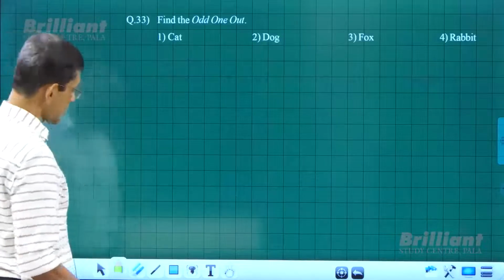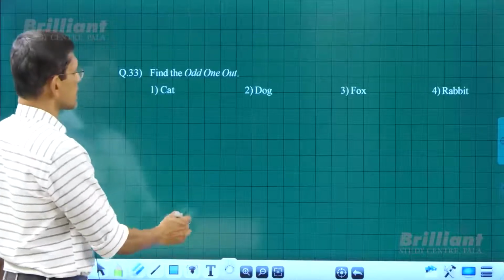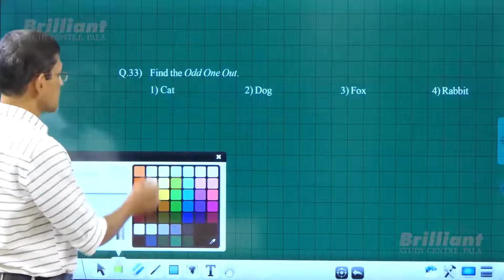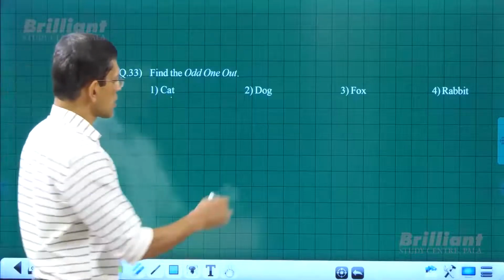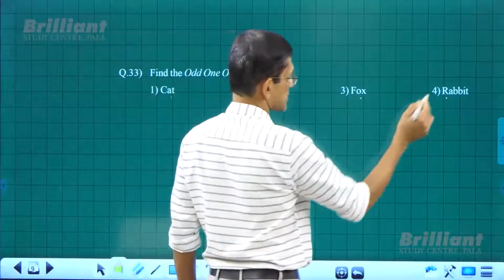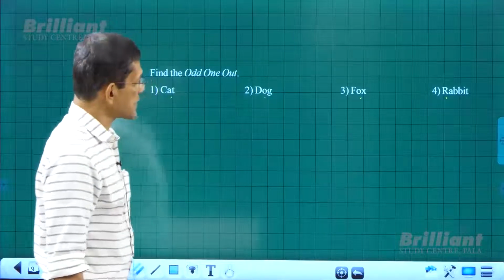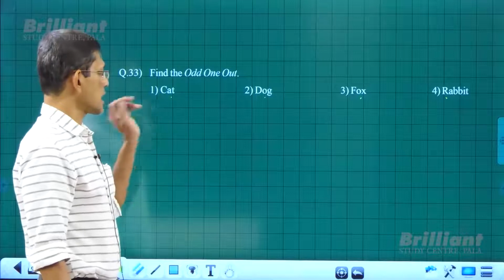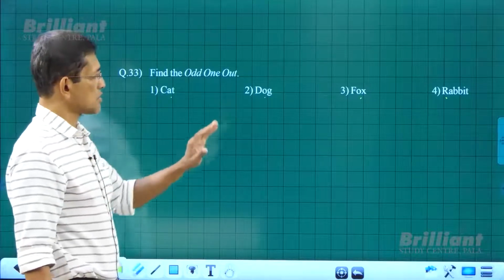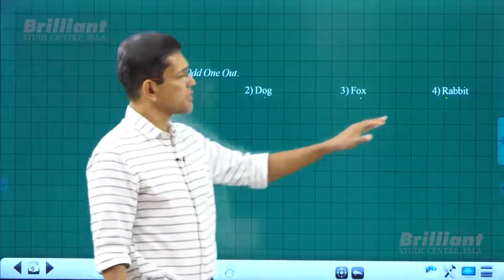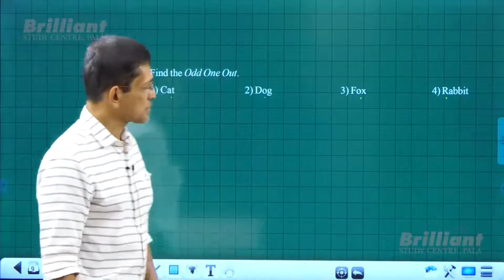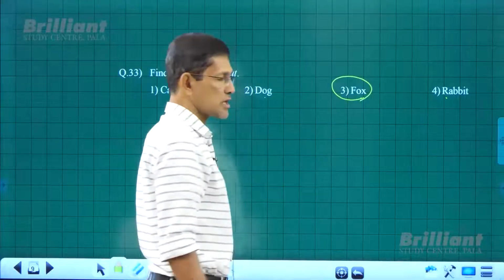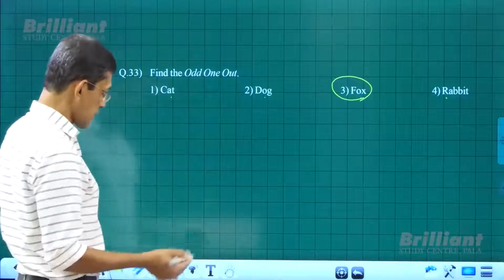Now we have 33. Find the odd one. That's a similar type of question. We have odd one out. We have cat, dog, fox, and rabbit. There are different ways of classifying it in order to find the odd one out. Cat, domestic animal. Dog, domestic animal. A rabbit, of course, domestic as well. So then fox can be the answer. Fox is not a domestic animal. So that's one way of looking at it.